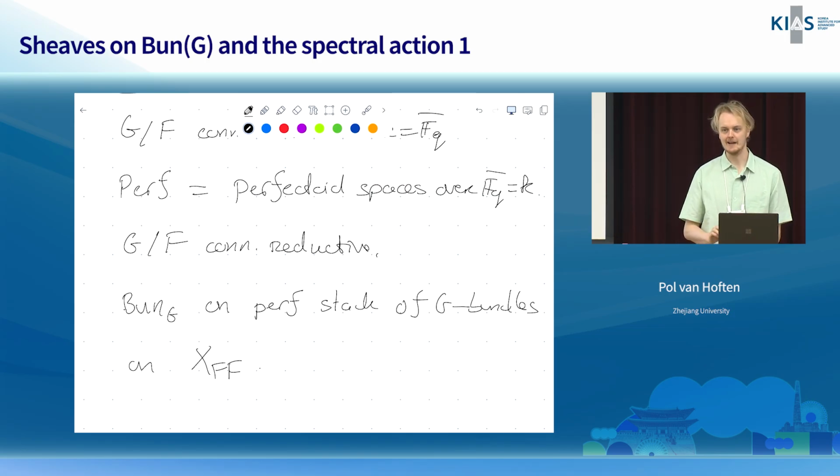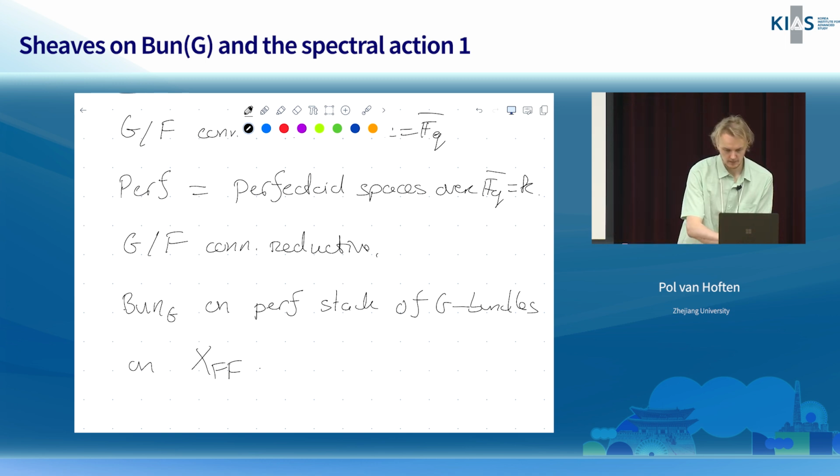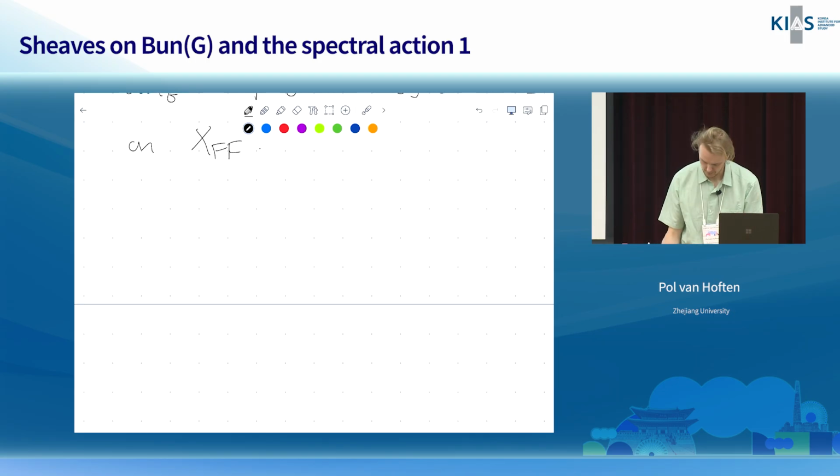Okay, Bun_G on Perf is a stack of G-bundles on the Fargues-Fontaine curve. So I want to recap a little bit what Mingjia did at the end yesterday, which is Hecke operators. To get Hecke operators, we first need this very important diagram. So we have this global Hecke stack over Bun_G with this map H1. I'll recall in a moment what these things are.